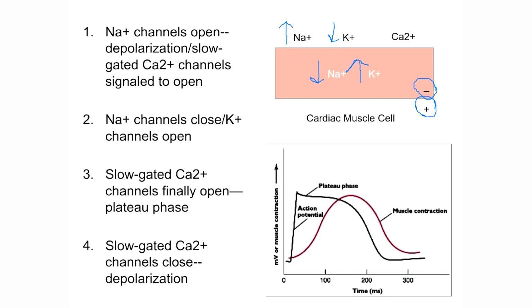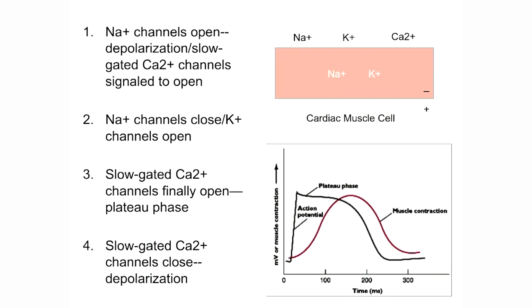The one thing that's different about these cardiac muscle cells that we don't see in skeletal muscle is that we also have calcium channels. In addition to the sodium and potassium channels, we have calcium channels embedded in the cell membrane of cardiac muscle cells. And there's a much higher concentration of calcium outside of a cardiac muscle cell than inside. So this is our baseline situation, what's a little bit different from what we see with skeletal muscle cells.